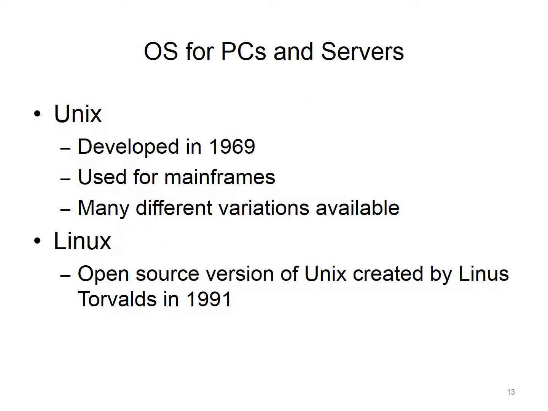UNIX is an OS developed in 1969 for mainframes. It is still used today in many different variations and versions. It is very robust, secure, and stable. In 1991, Linus Torvalds created Linux, which is a free, open-source version of Unix. Both Linux and Unix can be installed on both PCs and workstations, as well as large servers and mainframes.